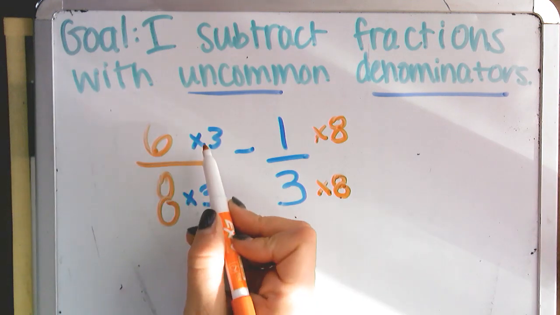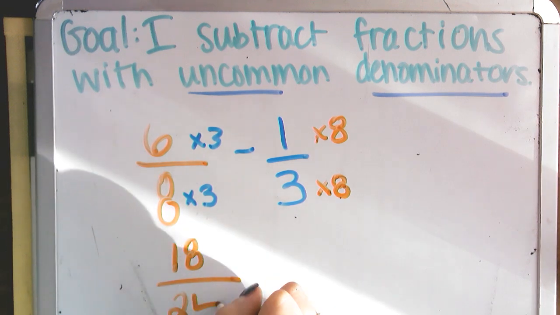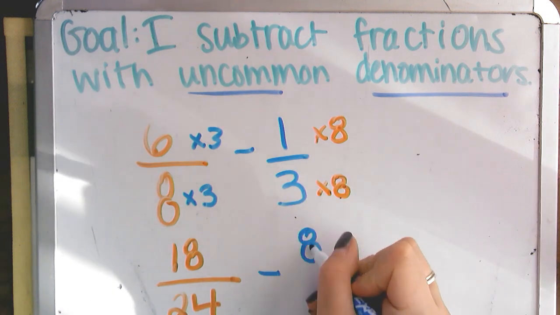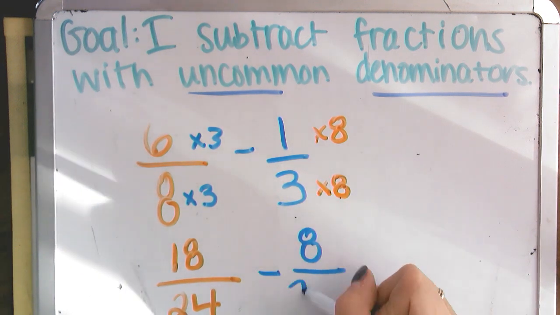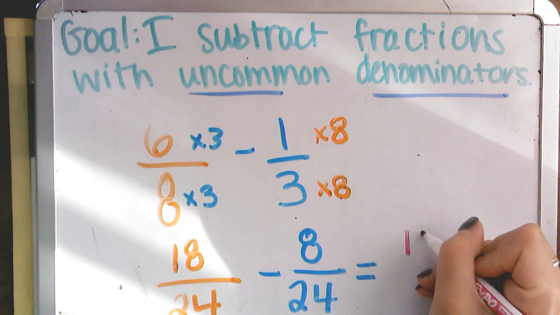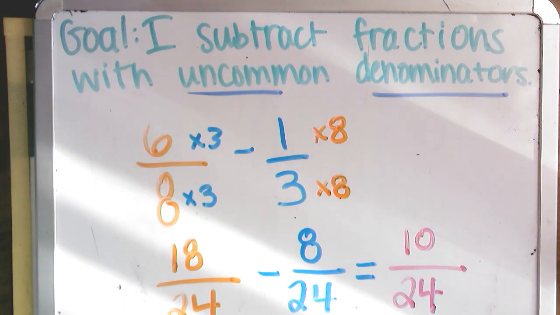So 6 times 3 is 18. 8 times 3 is 24. Minus 1 times 8 is 8. 3 times 8 is 24. So we are going to subtract them. And 18 minus 8 is 10. And my denominator stays the same at 24.